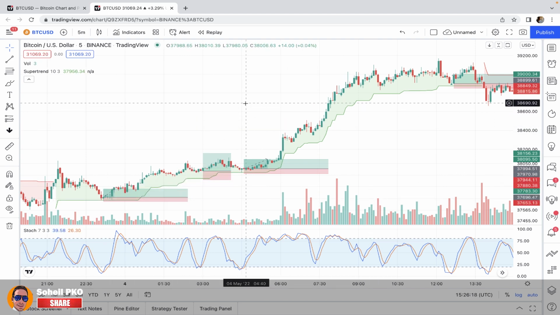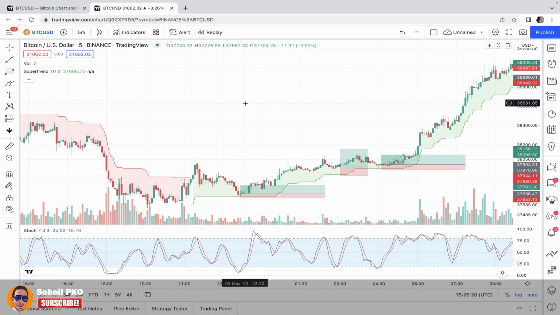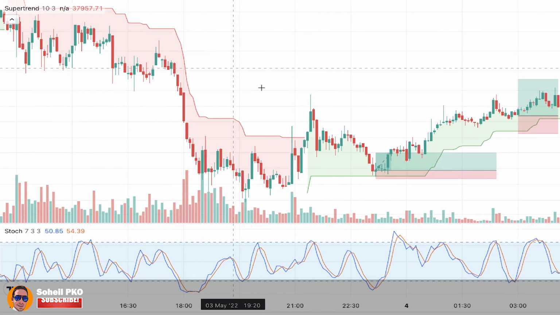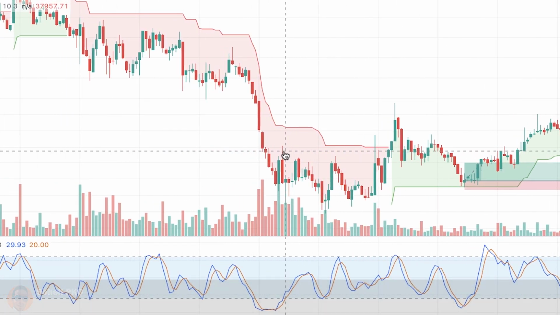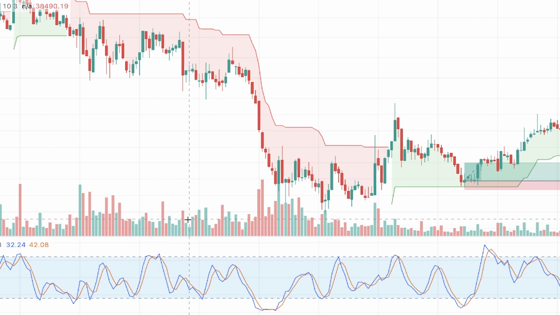And for short position, we do the opposite. When the super trend line is red, we wait for the stochastic to go above 80, which shows an overbought condition in a downtrend. Then when the K% line crosses below D% line, we enter a short position. For example, here the super trend is red. At this point, the stochastic goes above 80, and here the K% line crosses below the D% line, which gives us a signal that the price is gonna fall.